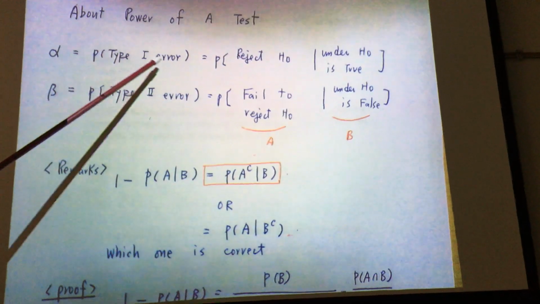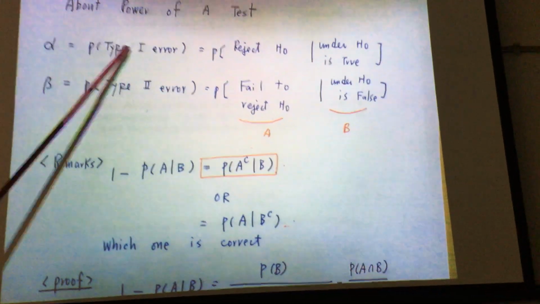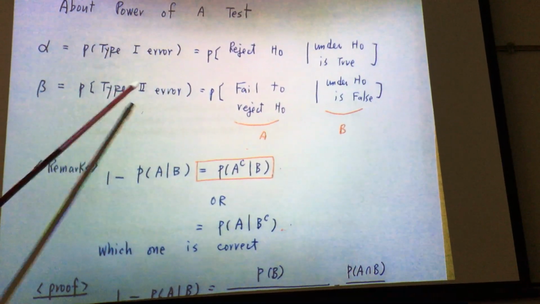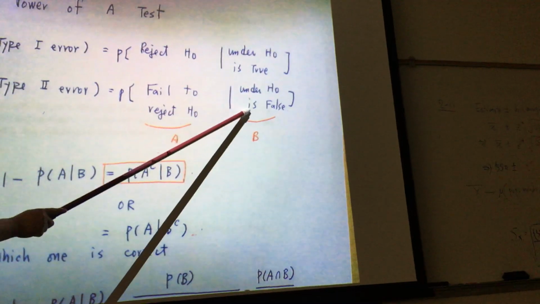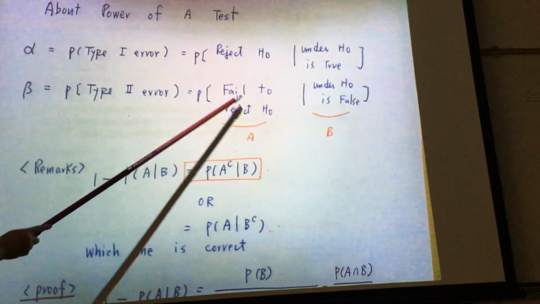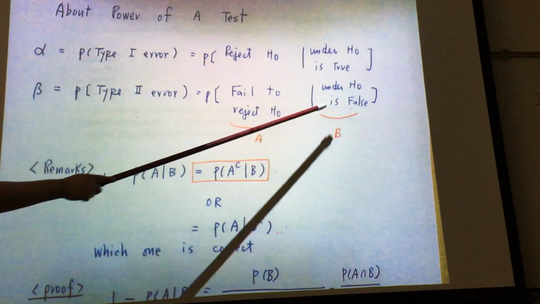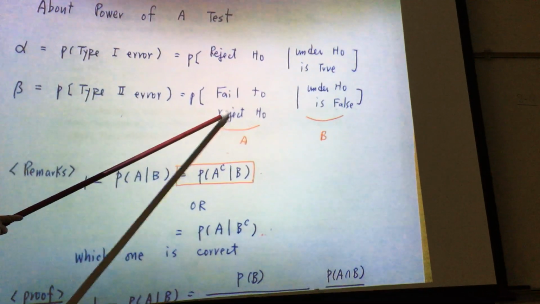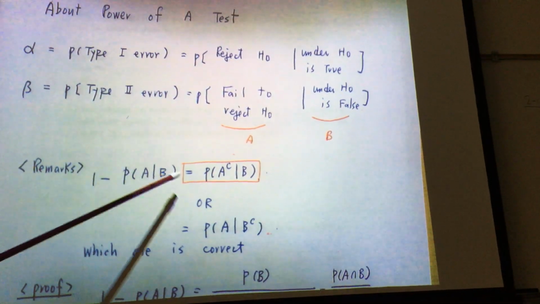Alpha is the probability of making what? Type 1 error. Now, type 1 error is a mistake. Type 2 error is also a mistake, right? So what's a type 2 error? Well, we say under the assumption that H naught is what? False. We fail to reject H naught. Of course, that's a mistake, right? When this is false, we should have H naught rejected, right? But we fail to reject H naught, that's called type 2 error.